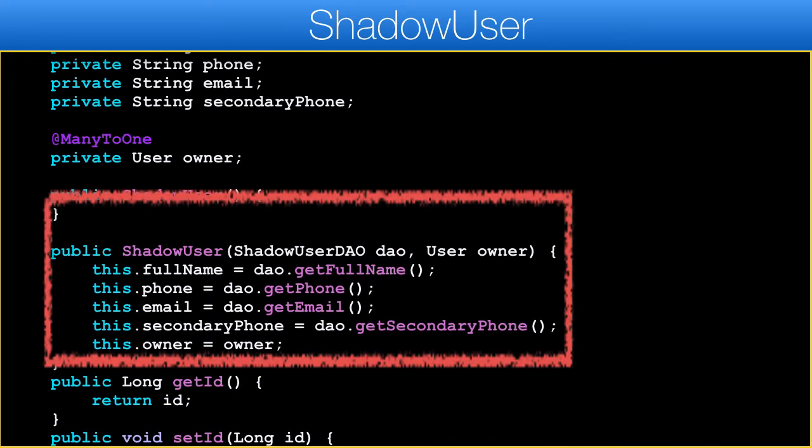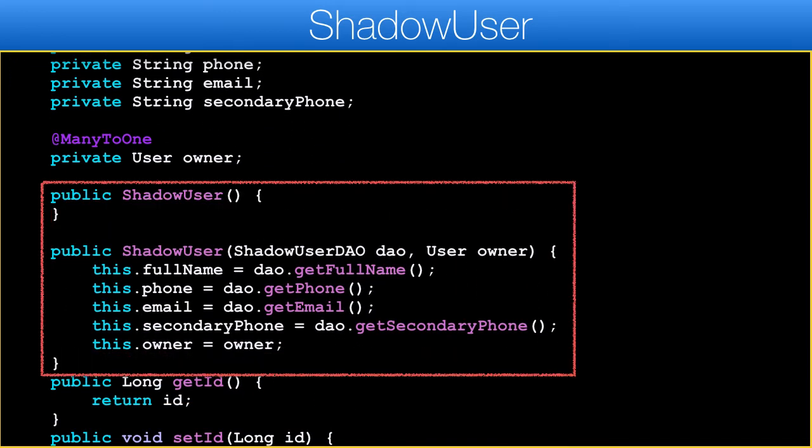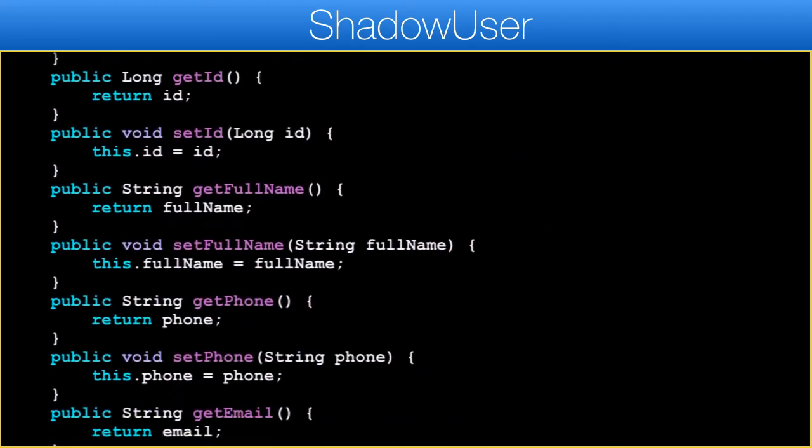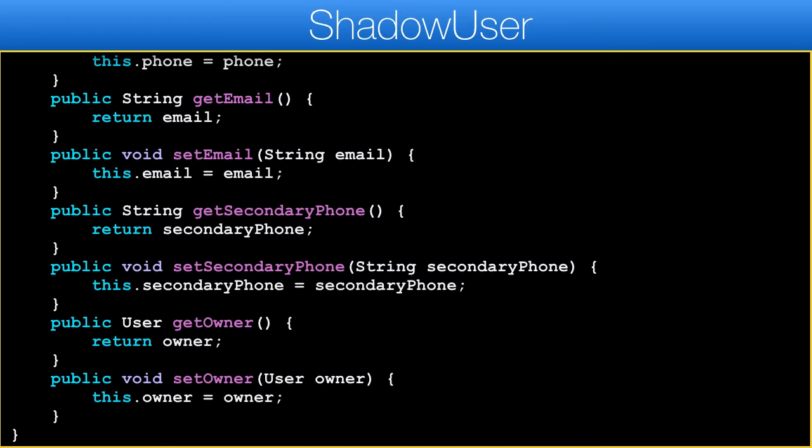We have a DAO object, but this DAO is write-only. So the entity isn't exposed to the outside world, but the outside world is exposed to the entity. That's why we don't have a getDAO method. We do have a special constructor type that makes adding a new shadow user easier. As with the other entities, the rest is just setters and getters.